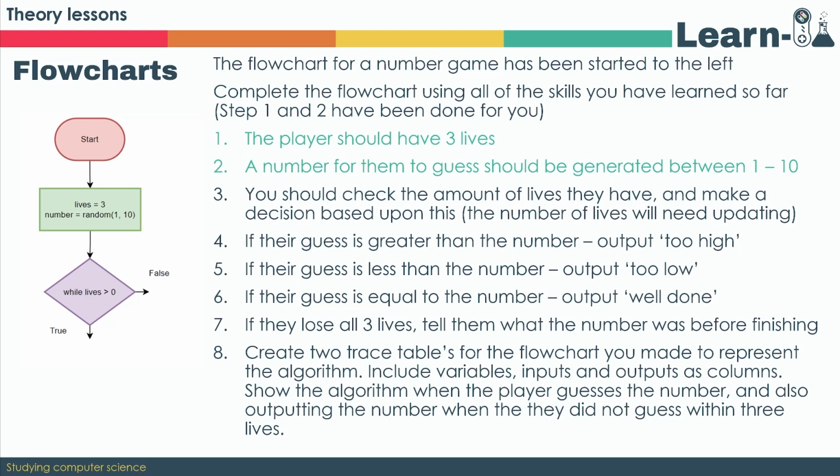So if they get either too high or too low, they're going to need to update how many lives they've got, so take 1 away. If they then lose all 3 lives, please tell them what the number was before finishing, so they're not left in limbo. Obviously, they'll be really gutted if they don't find out what that number was. And then obviously stop the algorithm.